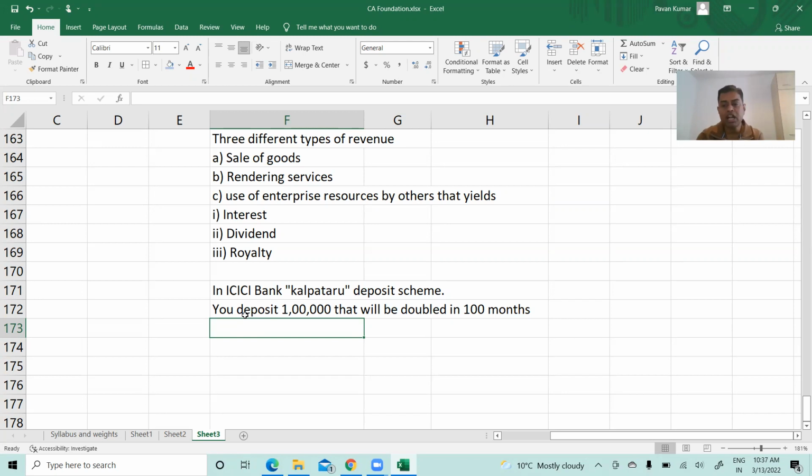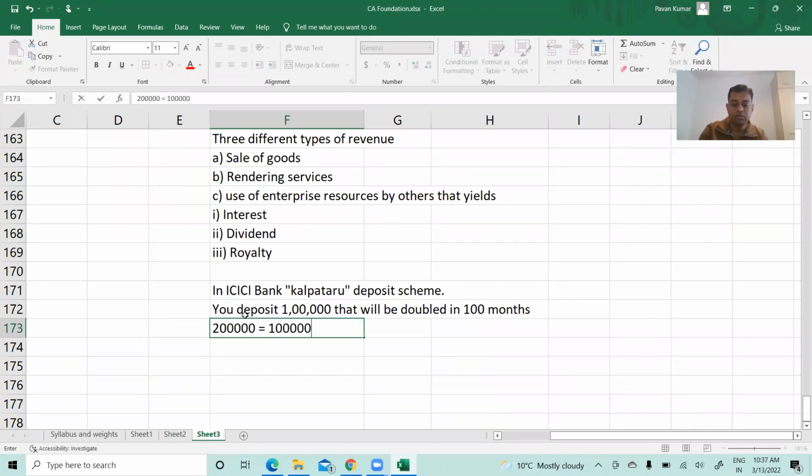If it is simple interest, PNR by 100. If it is compound interest, then 1 lakh rupees is the principal amount, 2 lakhs is the final amount. So 2 lakhs is equal to 1 lakh into (1 plus r) whole power n. You remember in FM you will do future value, present value.